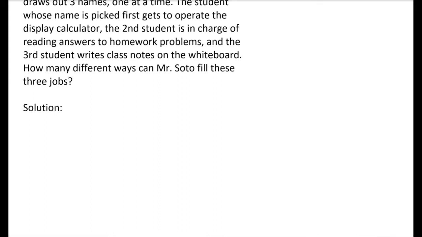Now notice that the order matters here. Why? Well, because the first student gets a certain task, the second student picked gets a certain task, and the third student picked gets a different task. So the order in which I pick the students matters. So keep that in mind. So we're looking at permutations.